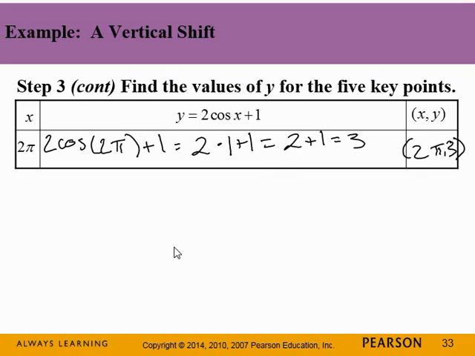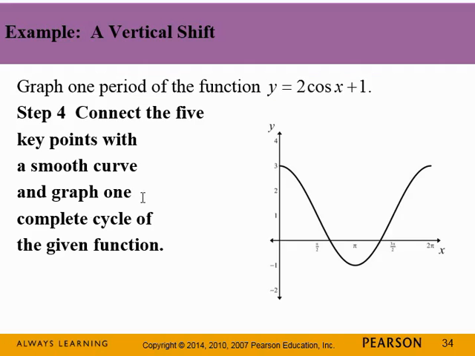So the next part is you want to plot all your points and then connect your lines and see what happened to your graph. So if we were to connect all 5 of those points, this is what our graph would be. It's your standard cosine graph, but shifted up or down. So it's the graph of 2 cosine x and then moved up 1.